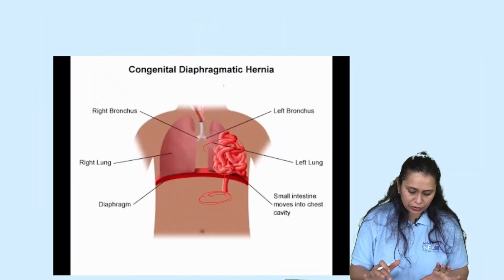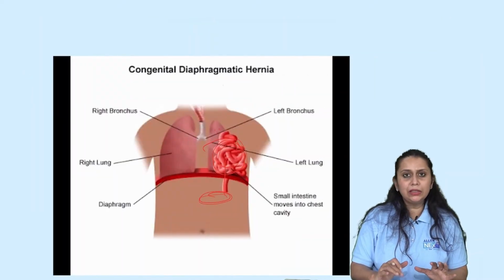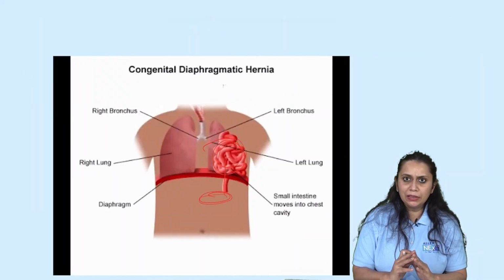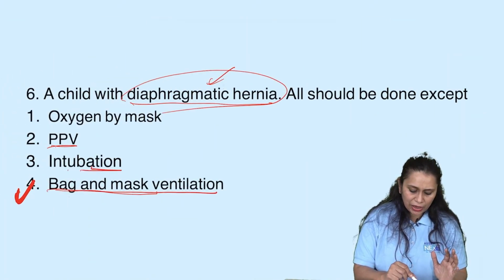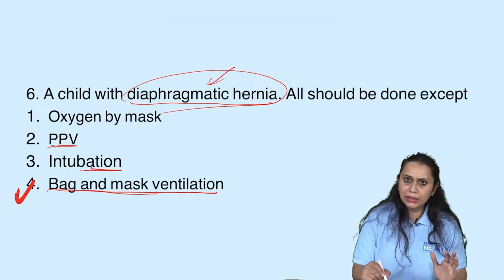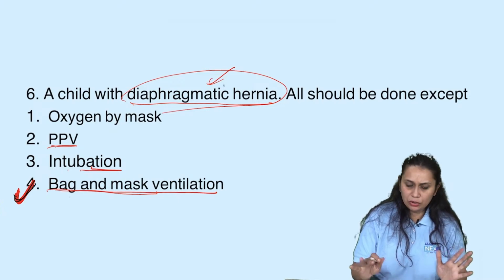This was our 6th question, okay? So these were the 6 questions which are asked, right? And very quickly I will again discuss their answers. 6th question, a child with diaphragmatic hernia, all should be done except bag and mask ventilation. This should not be done.